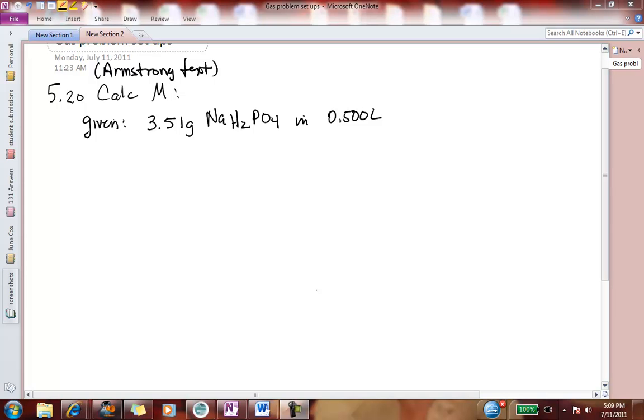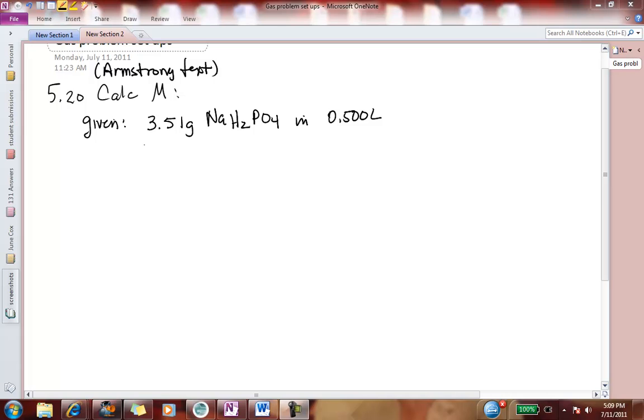This is an example of calculating molarity. This is problem 520 in the Armstrong text. You're given 3.51 grams of sodium dihydrogen phosphate in 0.500 liters. So we've got 3 sig figs to deal with here.